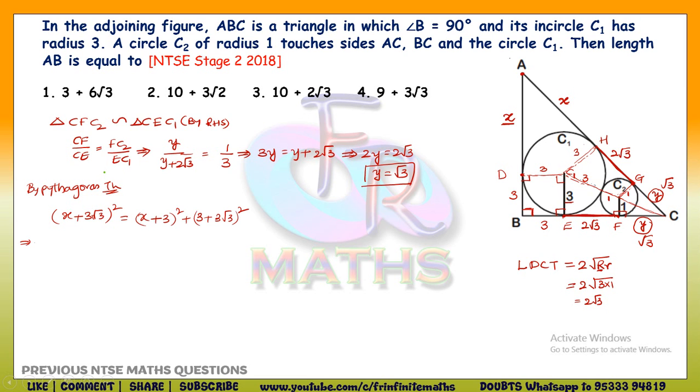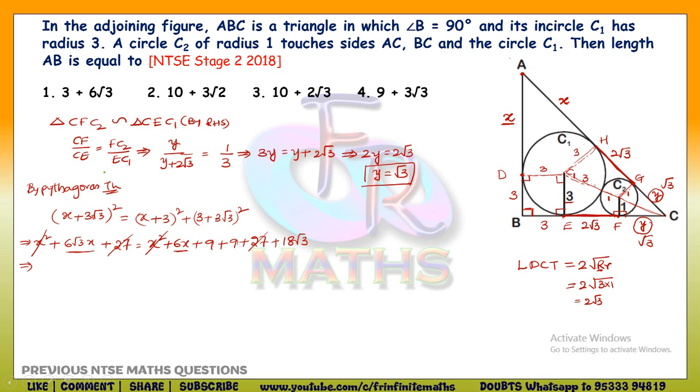Now on expansion, what am I going to get? x square plus 2 times 3, 6 root 3 x, plus (3 root 3) whole square, which is 27, is equal to x square plus 6x plus 9, plus 3 square is 9, plus (3 root 3) whole square is 27, plus 2 into 3, 6 3s are 18, so this gives me 18 root 3. Now on both sides I can cancel out x square and x square. Next, this 27 and 27 I can cancel out. Now from this, what am I going to have? Here I have 6x, here I have 6 root 3 x.